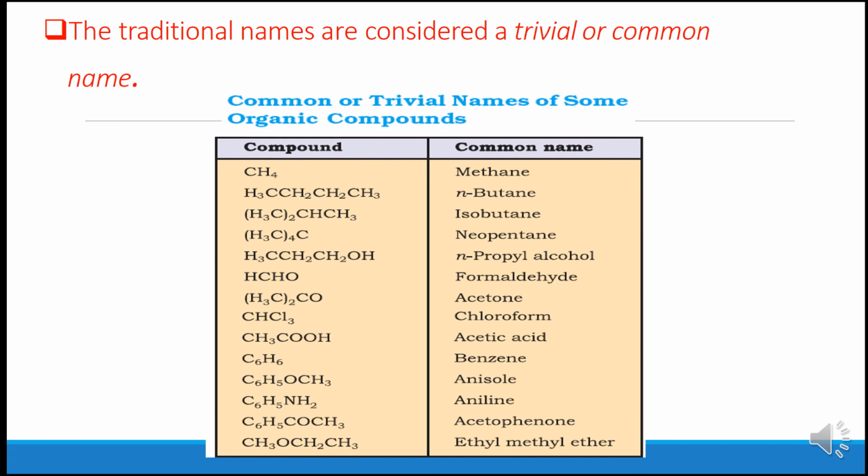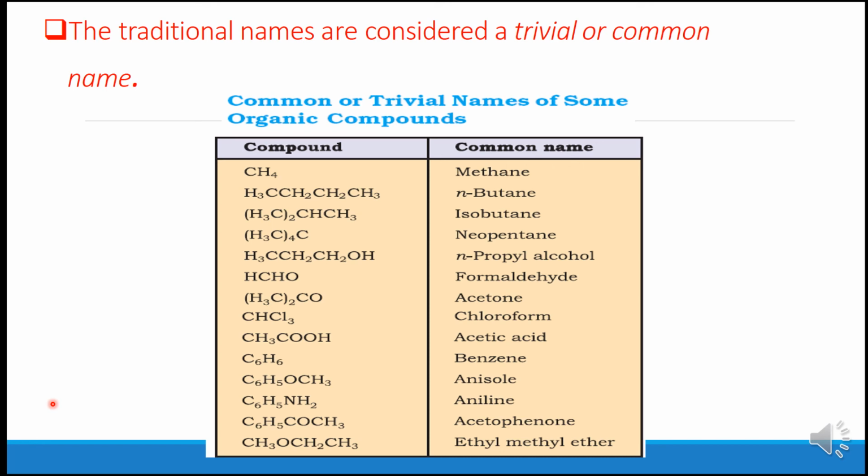Children, in the earlier stages of the development of organic chemistry, organic compounds were named after the source from which they were first isolated. These are the trivial names of some organic compounds you are seeing on the screen. For example, urea got its name since the compound was first obtained from the urine of mammals. Another example, methyl alcohol was called wood spirit because it was obtained by the destructive distillation of wood.